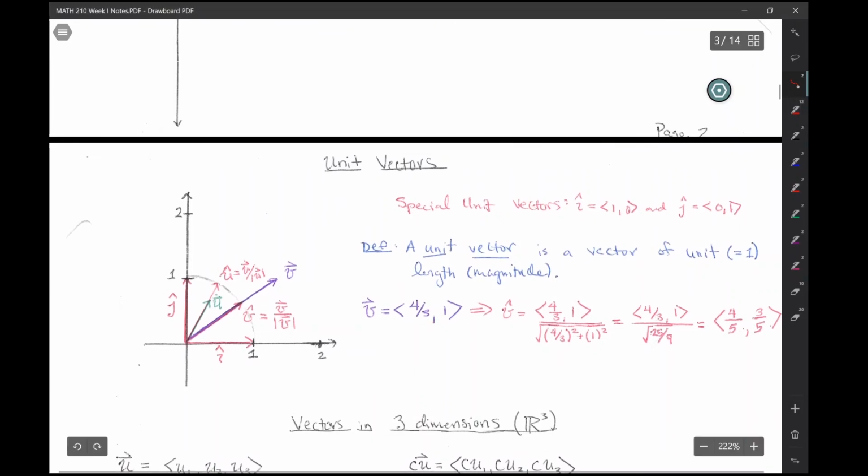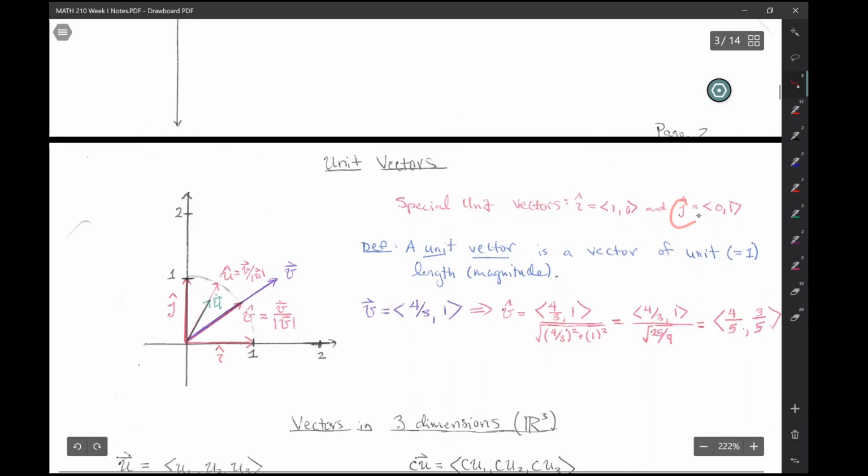So let's now talk about unit vectors. And what's a unit vector? A unit vector is just a vector with length 1 or magnitude 1. That's it. That's what a unit vector is. Nothing too complicated. We have certain special unit vectors. That's this vector here that I wrote as i. This is an i, and this symbol here is a hat. I'll be using hats for all unit vectors.